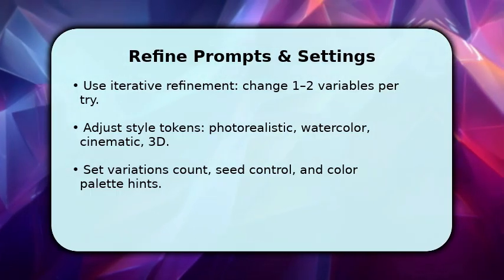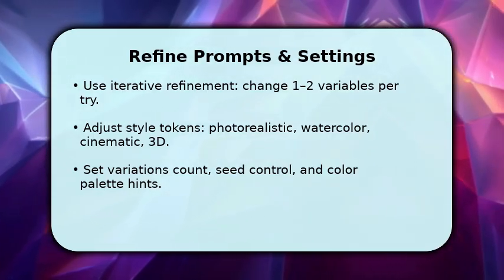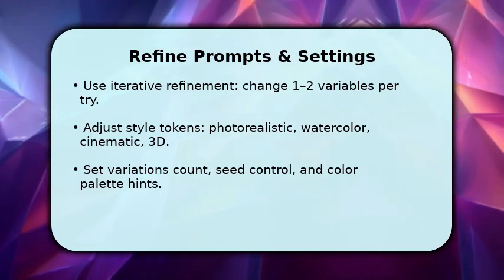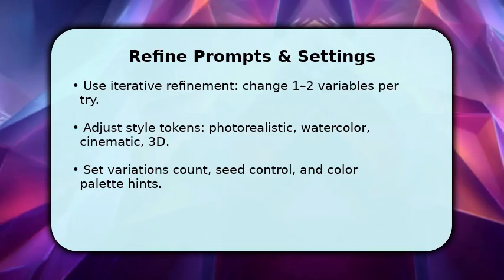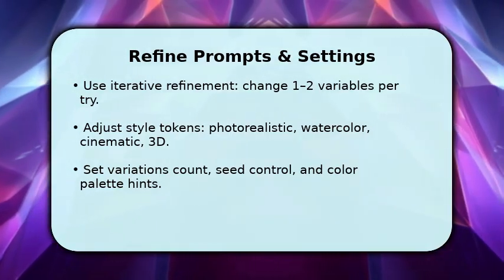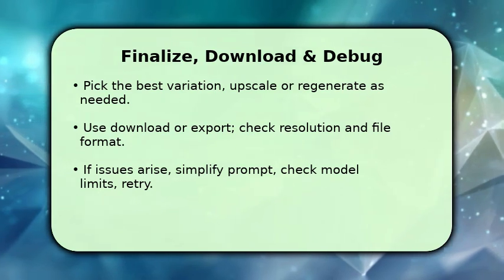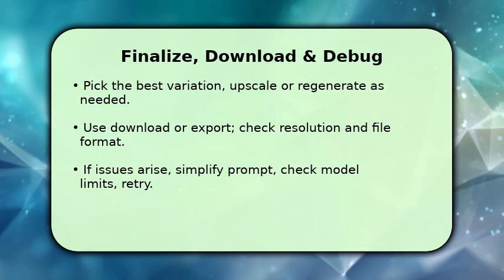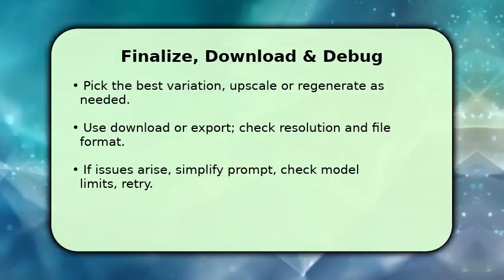Once you've narrowed choices, set the variations count, and when available, a seed to reproduce results. Also include palette hints like warm tones or high contrast so outputs align visually. This step trains you. Finish by selecting your preferred variation and using upscale or regenerate features when you need higher fidelity. Download in the desired format and verify resolution for your use case so the image isn't pixelated.